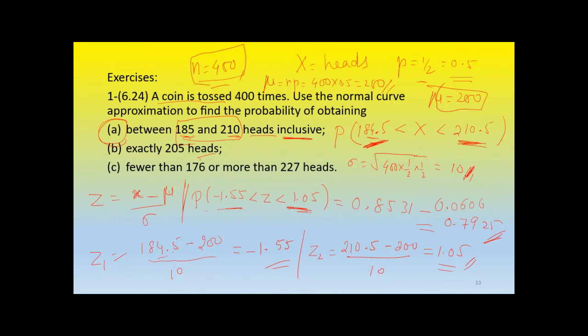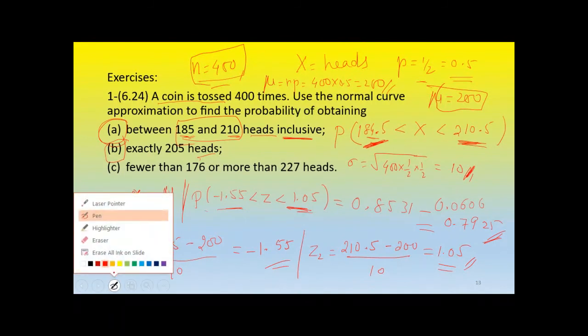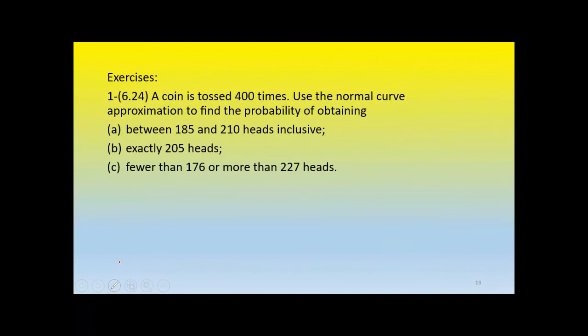I'm going to erase everything on this board. To find B, we're going to try B. Okay, we will erase everything. So remember, mu is 200, sigma is 10. Question: exactly 205 heads. Probability of X equal to exactly 205.